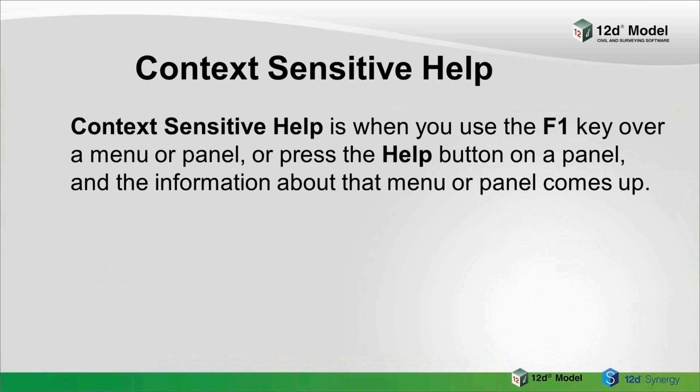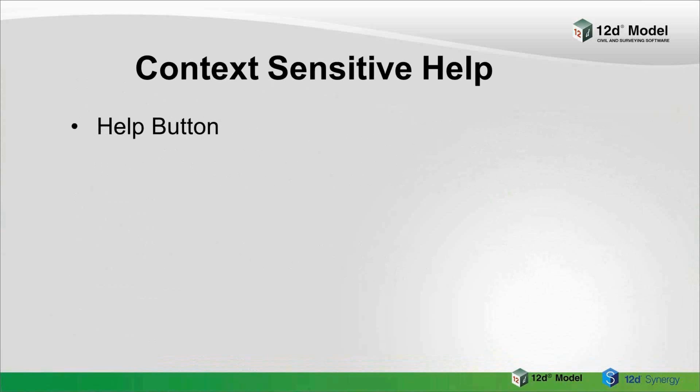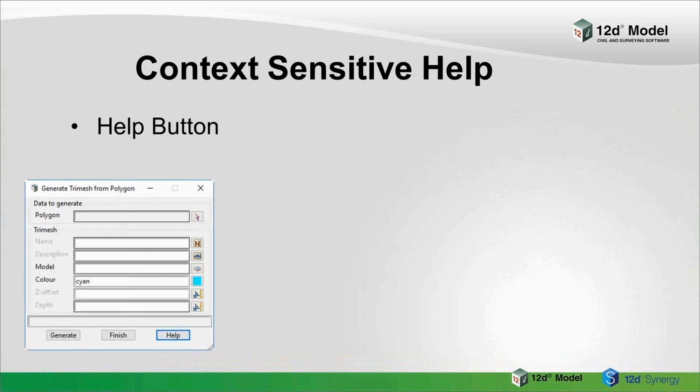Now people might realise what we mean when we say that, but basically this is when you've got an F1 key, you use that over a menu or panel, or you press the help button, it gets you the information about that particular panel or menu. So it's sensitive to the context. So in 12D version 12, we've actually made it so your PDF of the 12D Model Reference Manual can be used as your context sensitive help. So this can replace your Win help.